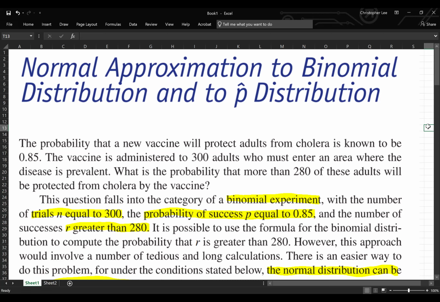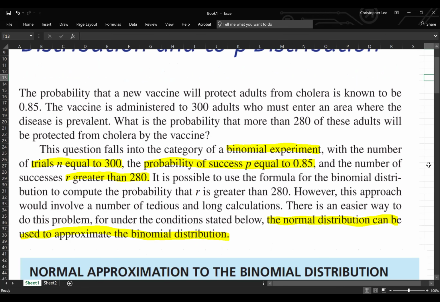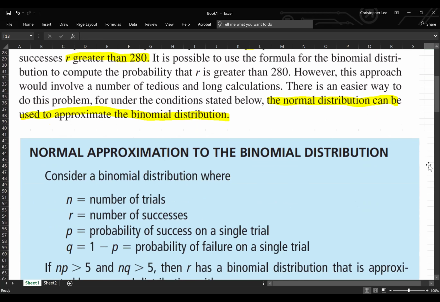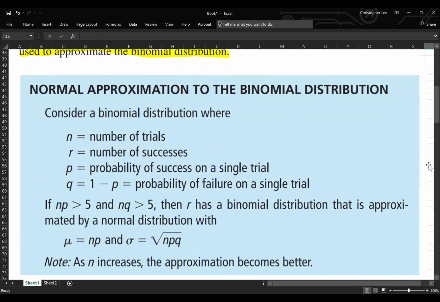For the conditions stated below, the normal distribution can be used to approximate the binomial distribution, right? So normal approximation to the binomial distribution. Here's a source right here, right? So consider a binomial distribution where n is your number of trials, r is your number of successes, p is your probability of success on a single trial, q is your probability of failure on a single trial, which is also written as 1 minus p, right? This is key right here, right? This is important right here.